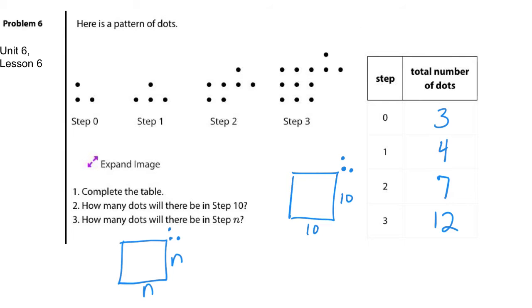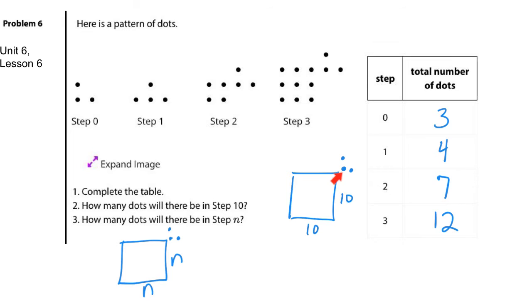In number 6 here, you're looking at the pattern of dots. Here's the table just based on what we see in those dots there. And then number 2, how many dots will there be in step 10? So I drew mine out. I noticed that I have a square forming right in here in each step. And that square has a side length that's the same as the step number. So I'm going to have a square here in step 10. That would be 10 by 10.